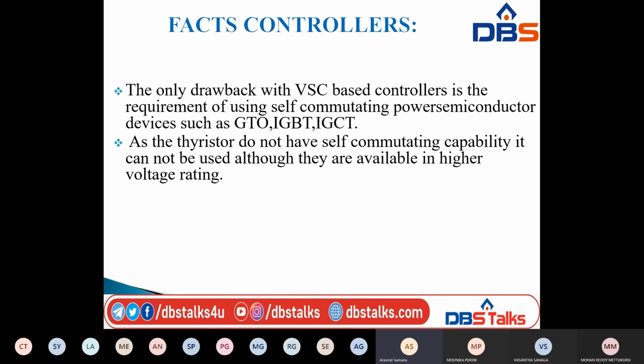Next, as the thyristor does not have self-commutating capability, it cannot be used, although thyristors are available in higher voltage ratings. So note this point: even if it is available in higher voltage ratings, if it does not have self-commutating capability, we are not using the thyristor. Okay, note this point.